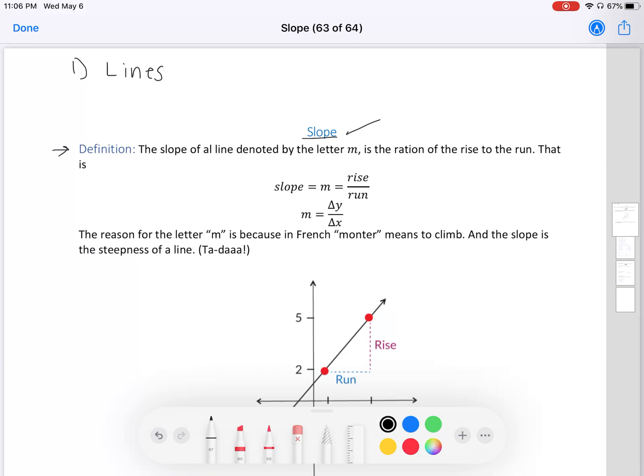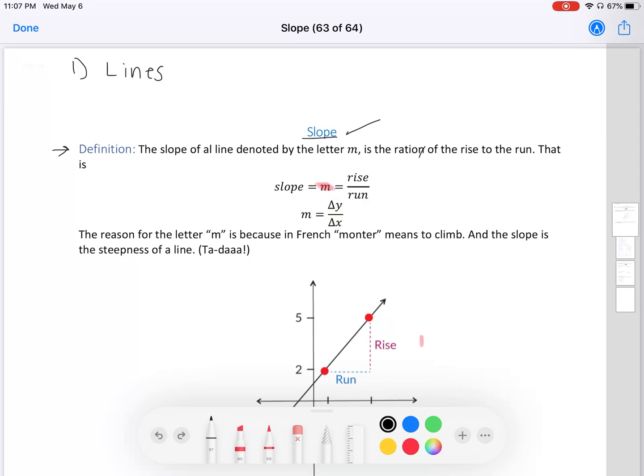Let's start off with the definition. The slope of a line, denoted by the letter m, is the ratio of the rise to the run. That is, the variable we like to reserve for slope in math is m, and it's defined as your rise divided by your run, or rise over run. It's often written in math as change in y over change in x. And that's what we see here.